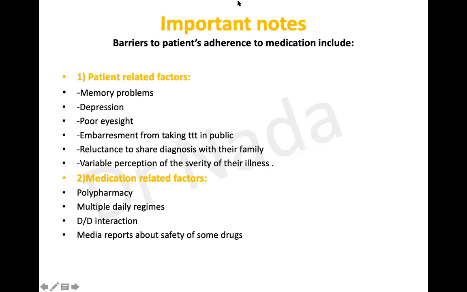The second thing is it could be medication-related factors, okay? Polypharmacy. This patient with chronic comorbid conditions is taking 10 to 12 pills a day, okay, that's polypharmacy, and maybe that's the reason why he's not taking his drugs. So we can solve that, for example, by providing combination pills that will help to improve the compliance by any means, okay? Multiple daily regimes, for example.